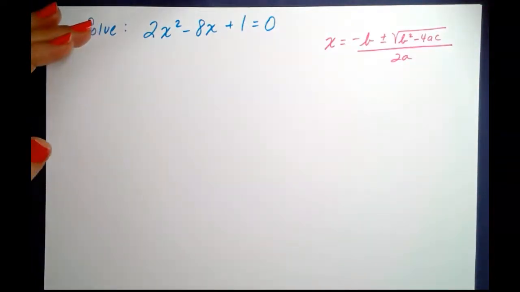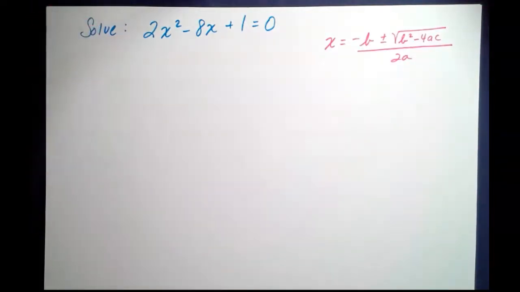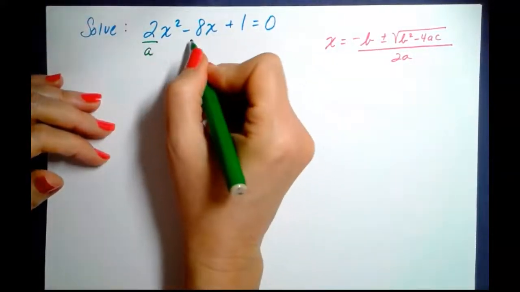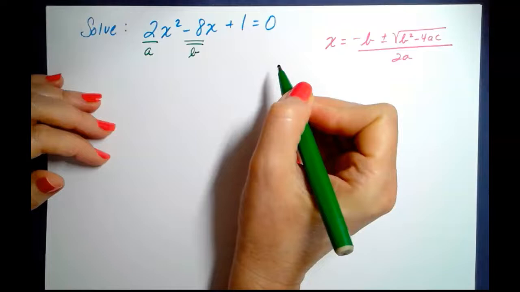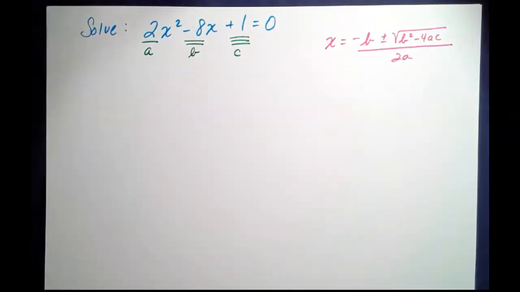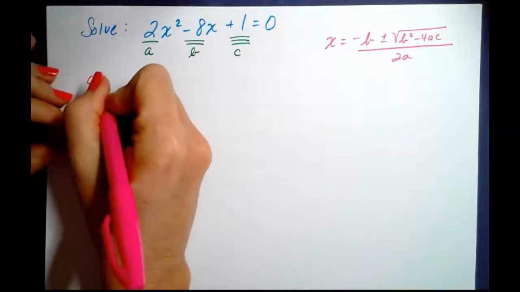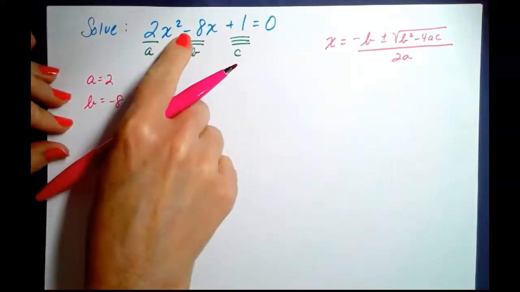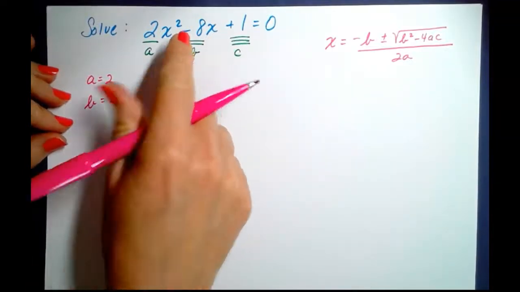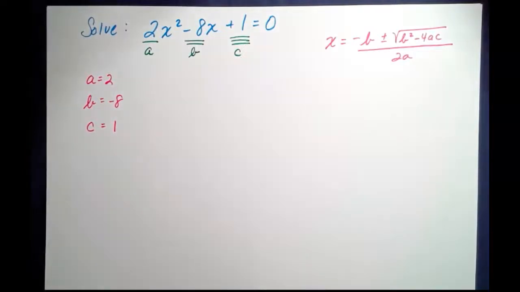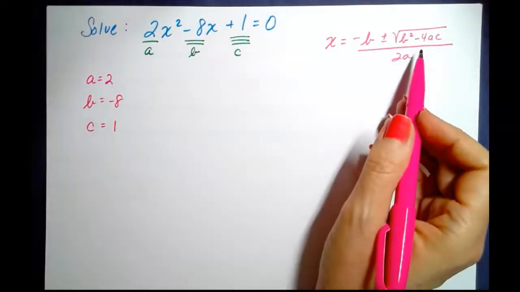So, just like we learned in previous sections, we need to know a, b, and c. The leading coefficient is a, the linear coefficient is b, and the constant is c. It's the same a, b, and c that we have already been dealing with. So a is 2, b is negative 8. Remember to take note of the sign that precedes the number, and c is positive 1. So there's our a, b, and c, and we are going to start plugging them into this formula.